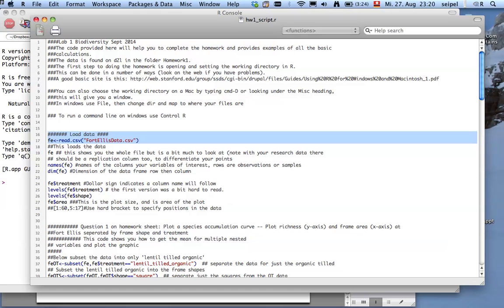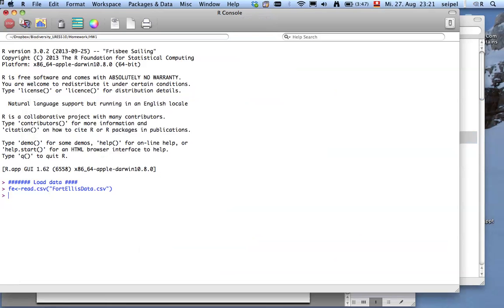So I'm going to read that command in. The data files are all on D2L. You can find them. Make sure they're in your working directory when you call them up. I'm going to execute the command by pressing Command Enter on a Mac or Control R on a PC. And that read and executed the file here in the R console.